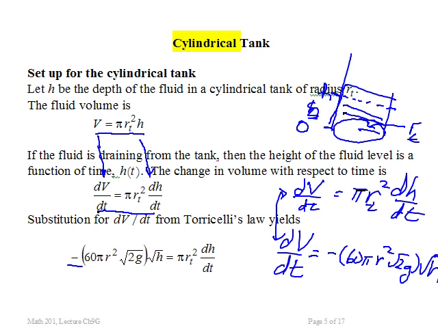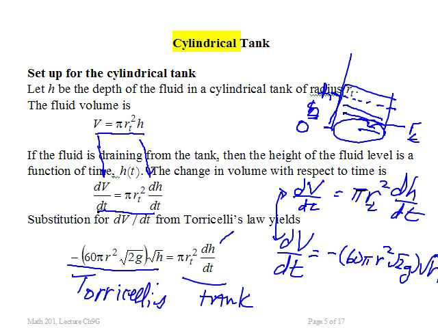Here is the result of Torricelli's law, and this has to do with the rate of change of volume inside of the particular tank that we've chosen. So now you see we do have a differential equation in h. The rate of change of the height, and here we have the square root of h. Then we have a whole bunch of other constants, and I'll show you how to take care of them in the next slide.